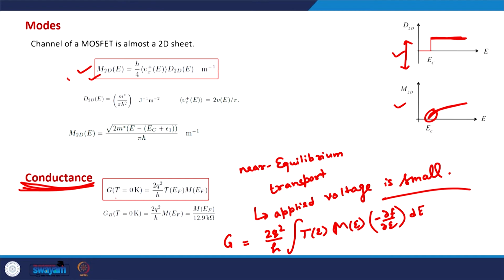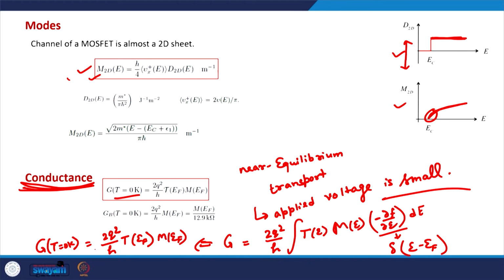And at T equal to 0 Kelvin, this expression assumes a very clean form, because this derivative changes to a delta function, and so the integral collapses, which means that at T equal to 0 Kelvin, this turns out to be 2q squared by h times Te. This is a delta function at the Fermi energy, so it becomes the transmission coefficient at energy Ef times the modes at energy Ef.